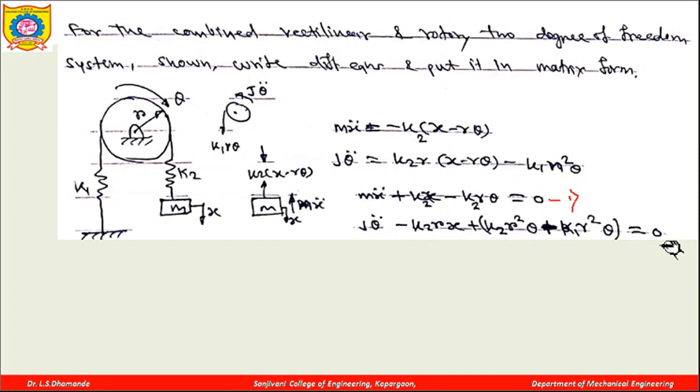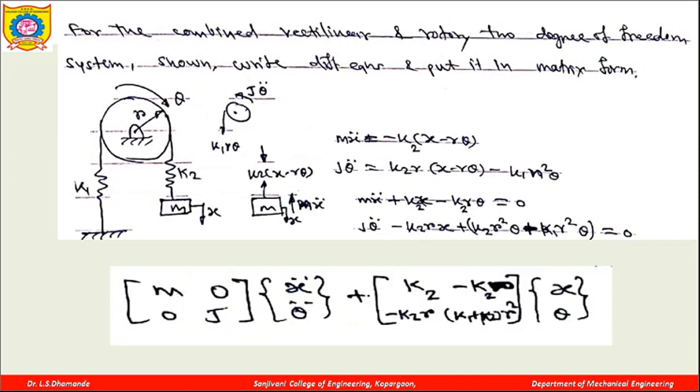Now we will write in the form of a matrix. In the first equation the x double dot term is there, and in the second equation the theta double dot term is there. So the coefficient of x double dot is m, and there is no theta double dot term in the first equation, so it is 0. In the second equation there is no x double dot, so it is 0 coefficient, and j. So this is nothing but a mass matrix having diagonal elements m and j.